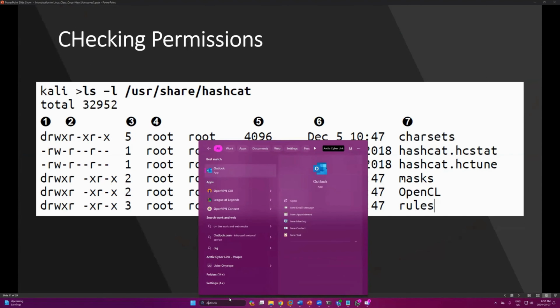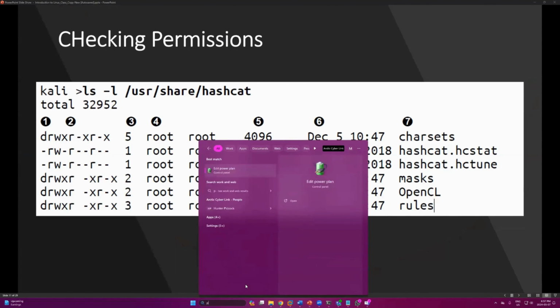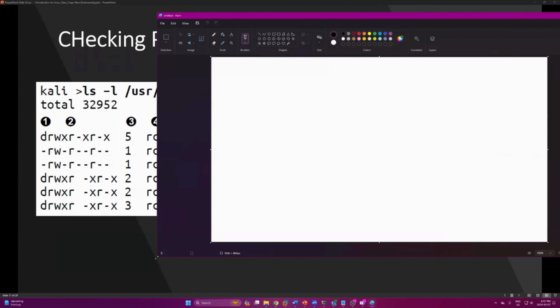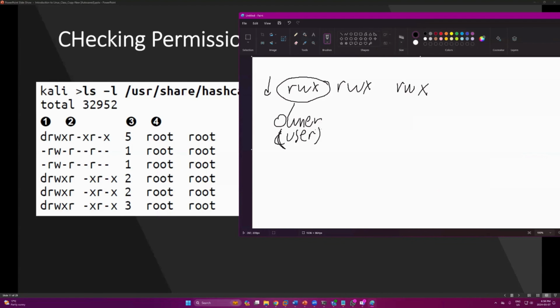Let me just get back to this really fast before I move on. First of all, we have the directory, right? And then we have RWX, RWX, and then RWX. So we have 9 in total. The first RWX represents the owner or user.